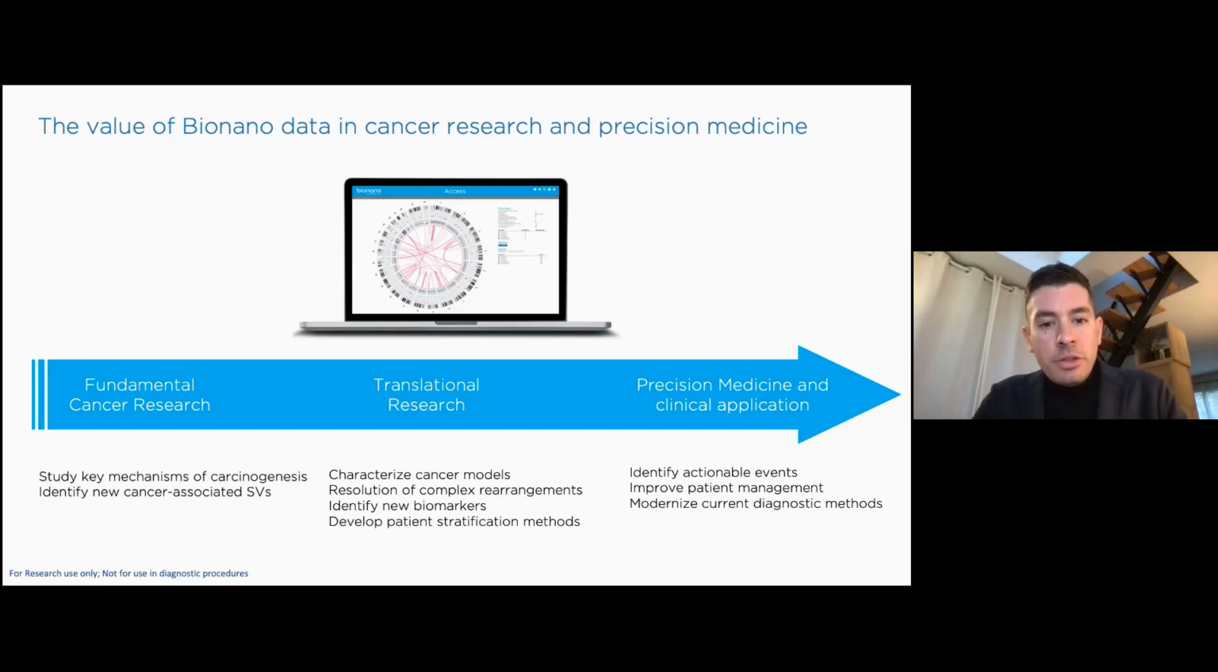So let's dive into what we can offer for the elucidation of fundamental questions in cancer research before moving to our value proposition in translational research and precision medicine.